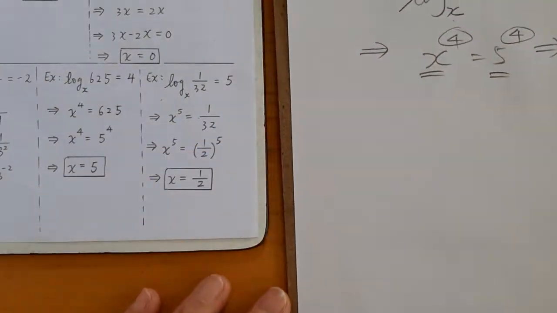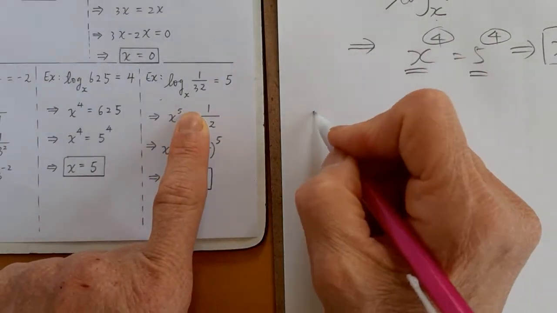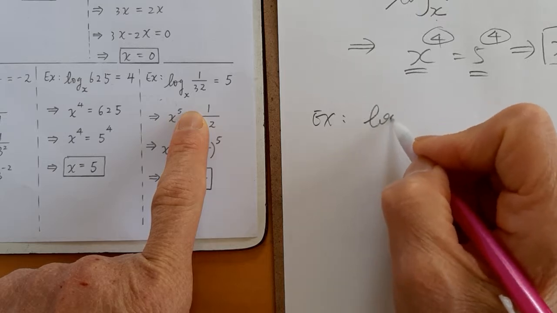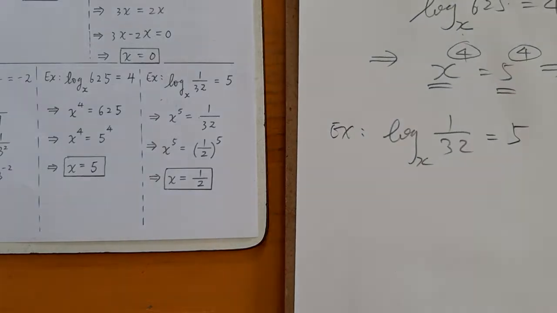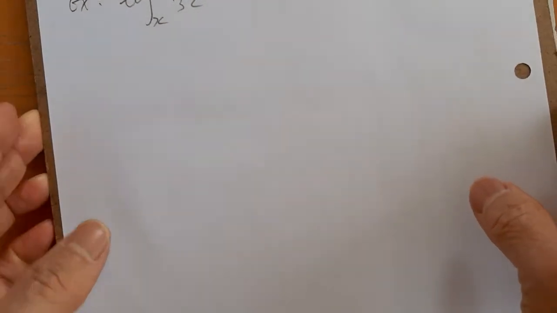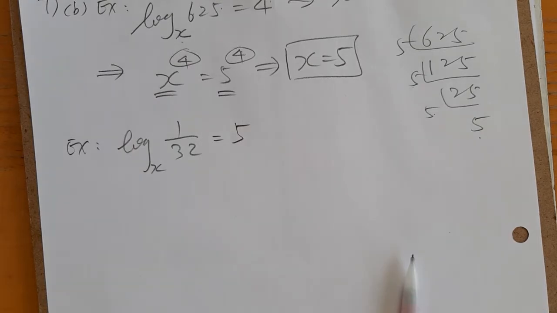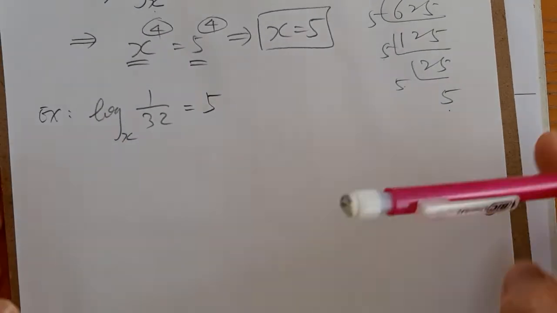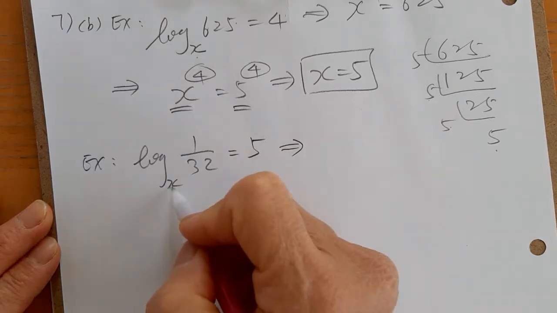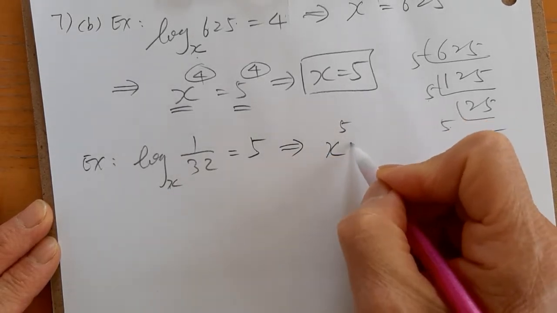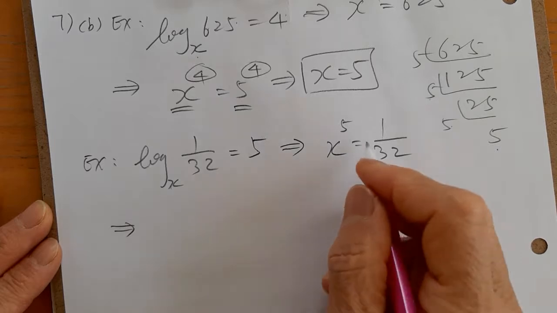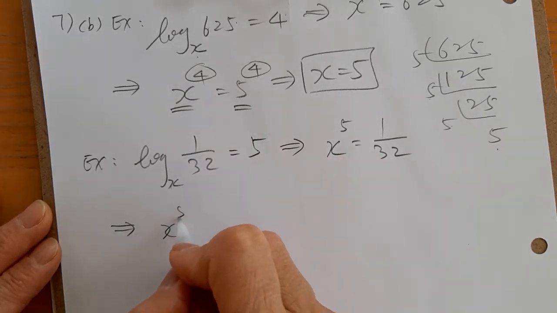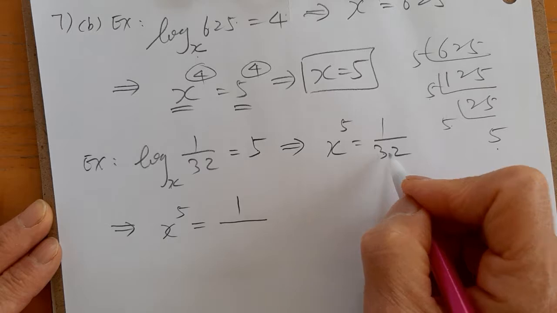Next one, another example. Log base x of 1 over 32 equals 5. So what will x be? So also change from logarithm form to exponential form. We do base x to the power 5 equals 1 over 32. Then x to the power 5 equals 1 over 32.